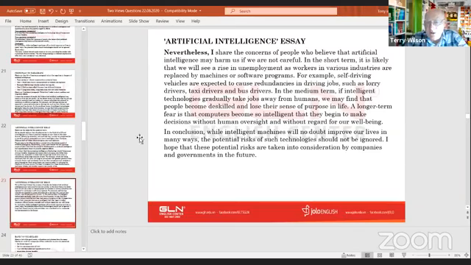And then the conclusion. And as always, it's a two-sentence conclusion. So, the first sentence, I clearly state what I believe: machines will no doubt improve our lives in many ways, although the potential risks of these technologies should not be ignored. And then I write what I hope will happen to these potential risks in the future.